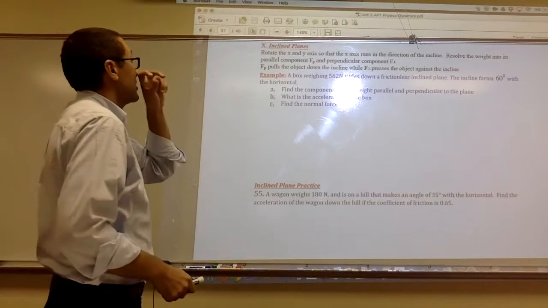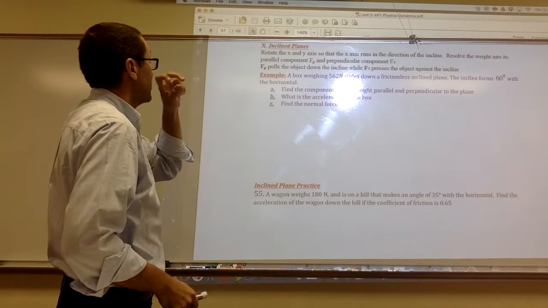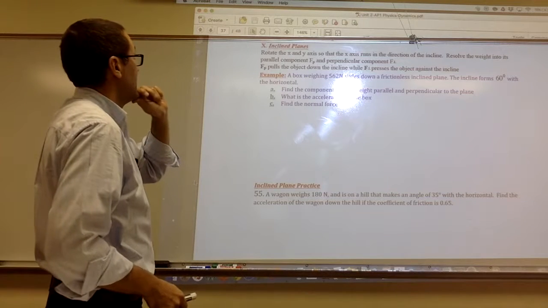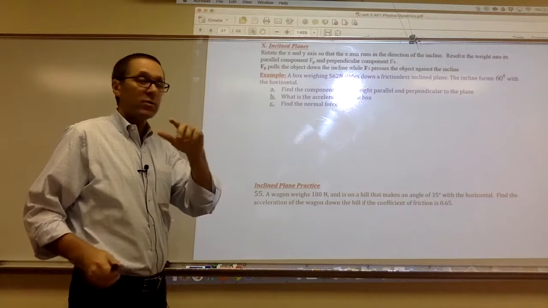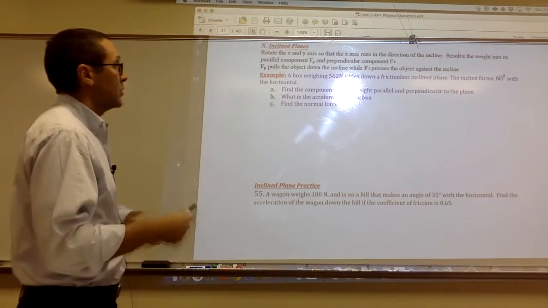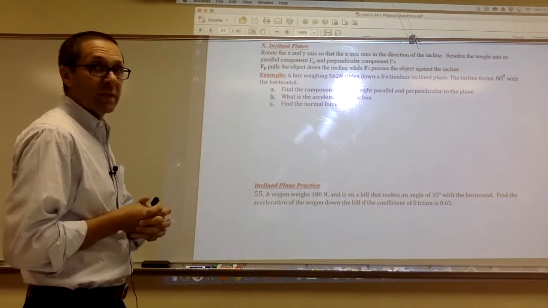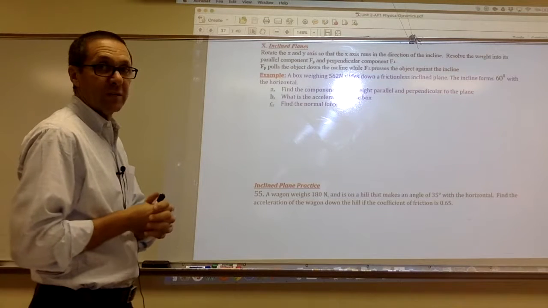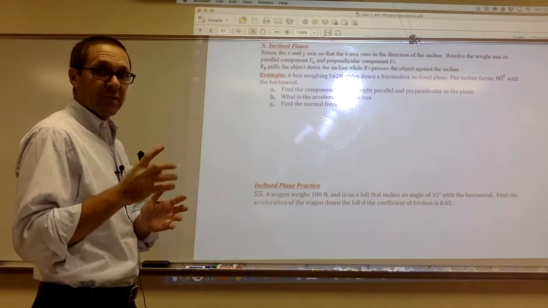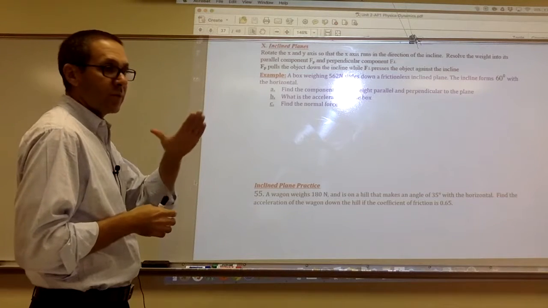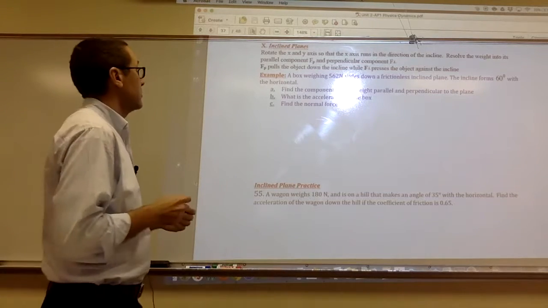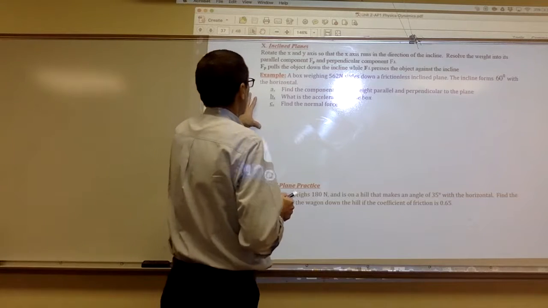All right, so in this production, I'm going to talk about inclined planes, but I'm going to do some of the problems. So in the last video, I talked about the theory. So I showed you how to write the equilibrium statements. In other words, how to write your F net equals ma, both horizontally and not horizontally, but up the ramp or down the ramp and perpendicular to the ramp. So now I'm going to start doing some problems.